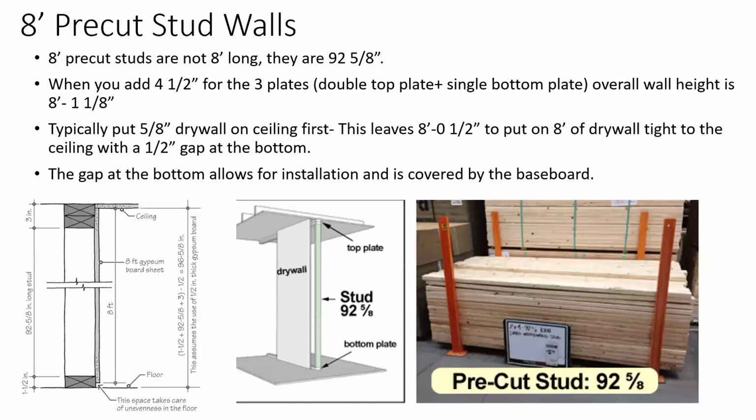You need to have that gap because if that floor is a little bit uneven, and plus putting the sheet of drywall, it can't be a perfectly tight fit. So there always needs to be that gap on the bottom.